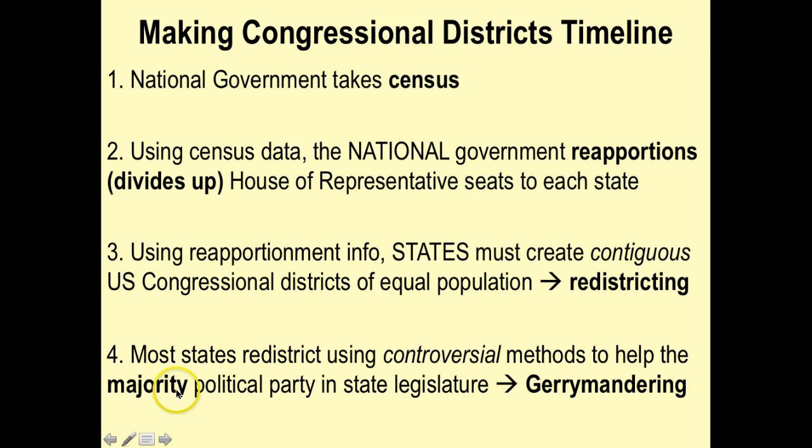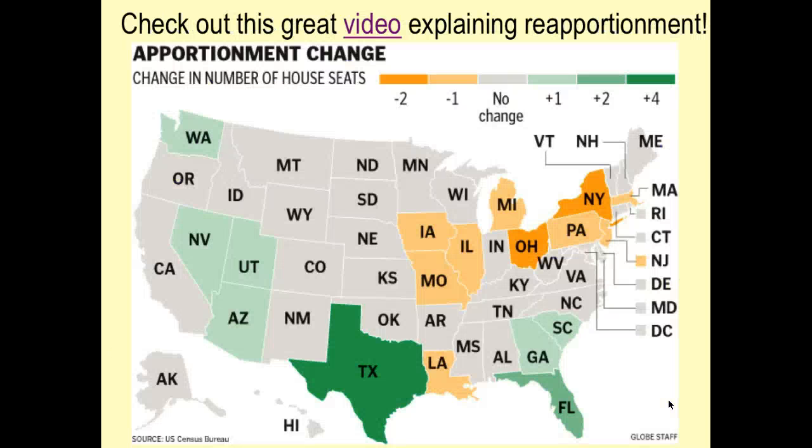So in Maryland, the Democrats run the show in Annapolis, and guess what? They are definitely guilty of using this controversial method of gerrymandering. And so this is what we're going to focus on in this video. All right, so take a look here.